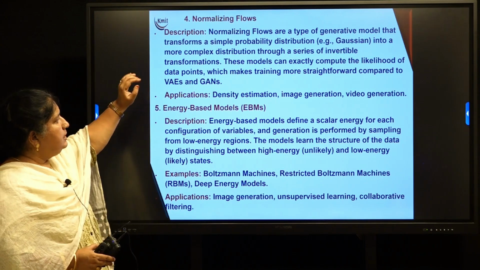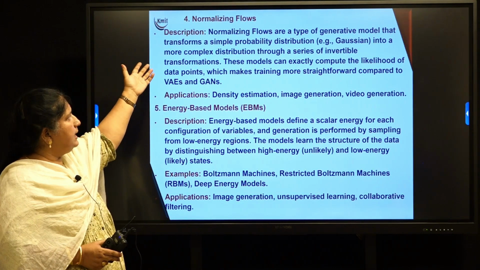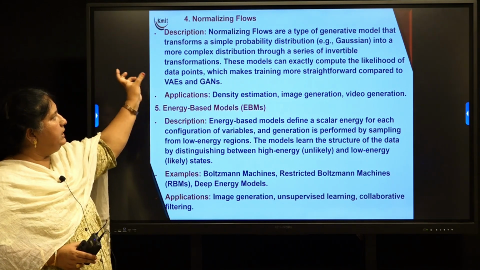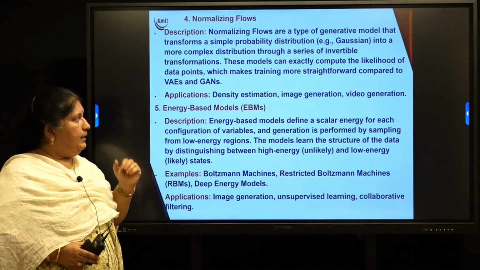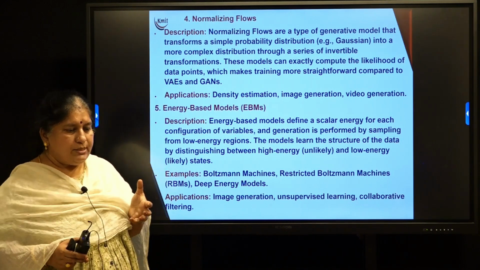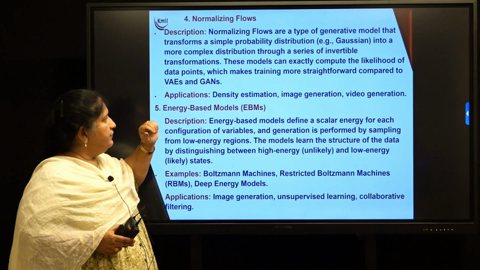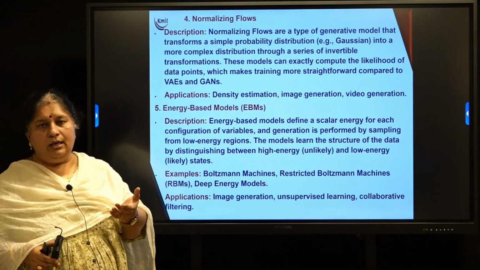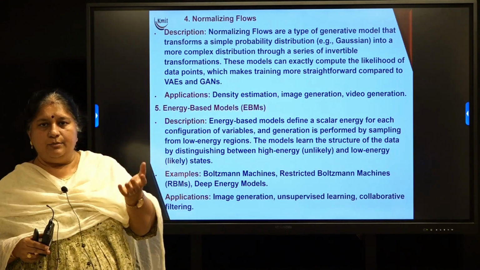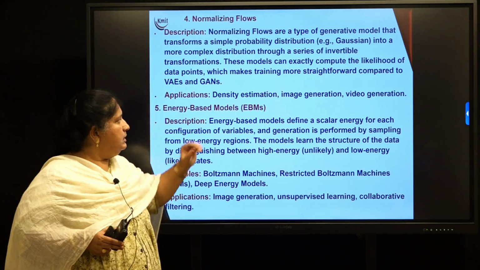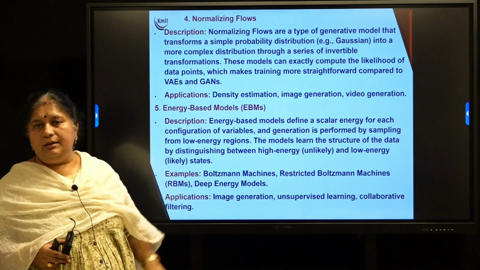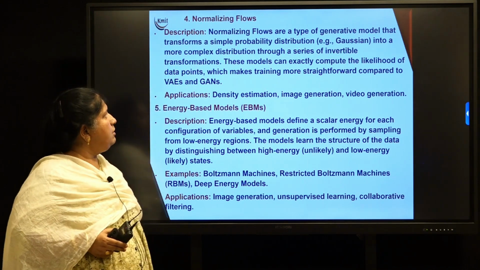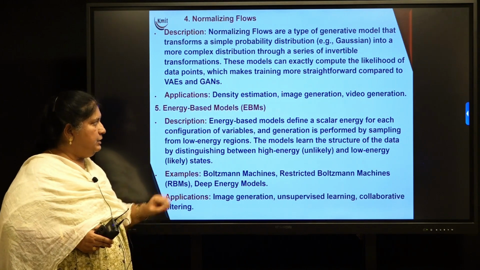Then normalizing flows. Here you start with a simple probability distribution and convert it into a complex distribution through a series of invertible transformations. They train the models very straightforwardly compared to GANs and variational autoencoders, and they help with density estimation, video generation and image generation. If you are dealing with a lot of statistical and probabilistic information, better to go for normalizing flows.